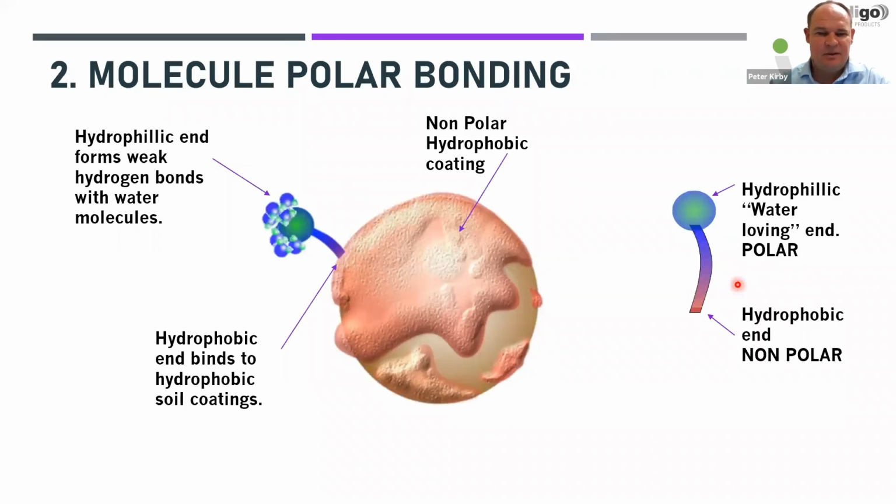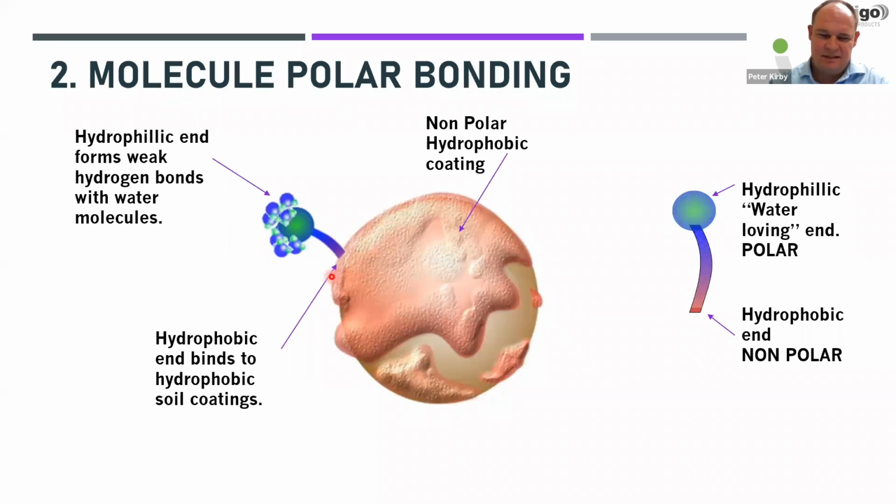Okay, so the next one's a little bit more complex. As I explained before, this is a different way of looking at a surfactant molecule, but again, nothing changes. We've got a water-loving end, which water is attracted to. The hydrogen bonds form weak bonds onto this molecule, and then it has a hydrophobic end, or a non-polar end. As I said before, these hydrophobic coatings that coat the soil from the decomposition of organic materials are also non-polar.